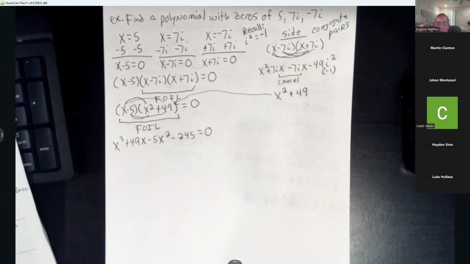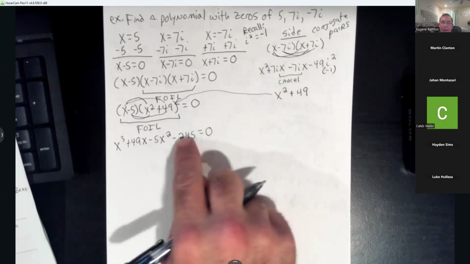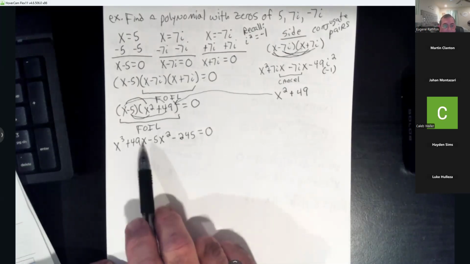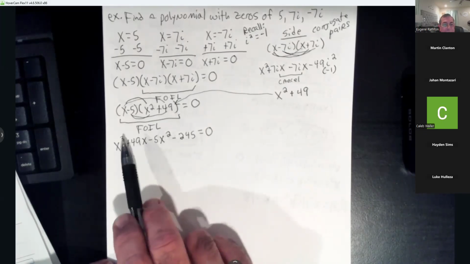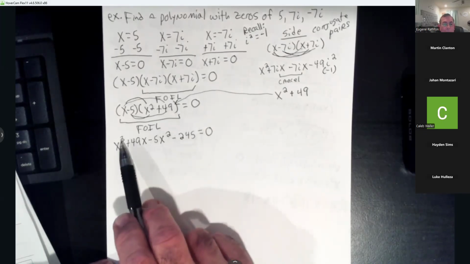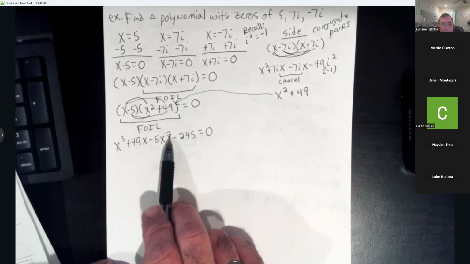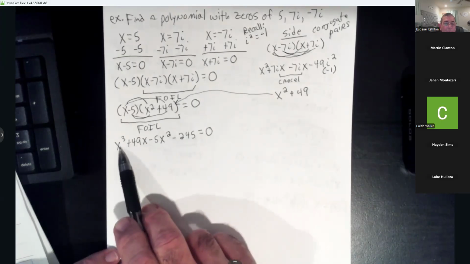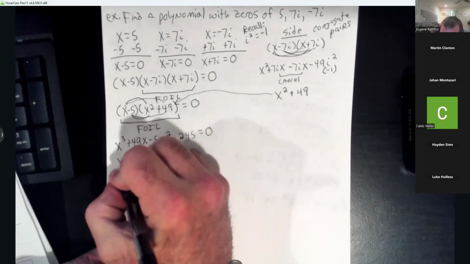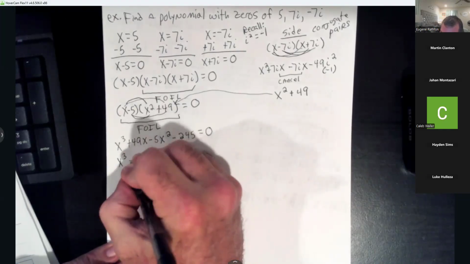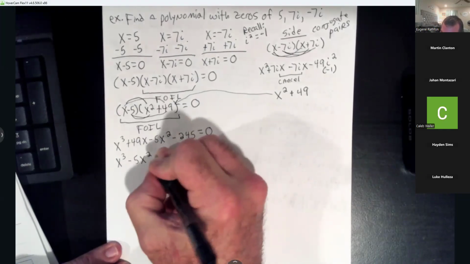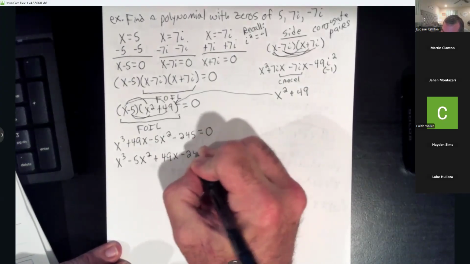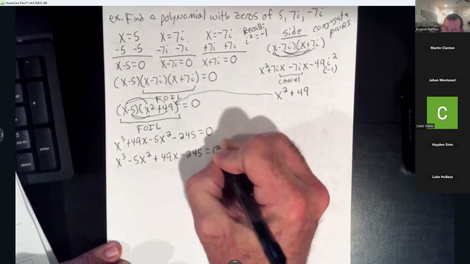So y'all, let me ask y'all, I got one more thing I really need to do to this. And that would be to put this thing in descending order from my highest exponent to the next exponent to the next exponent, then the number. So putting it in order, I get an x cubed minus the 5x squared plus the 49x minus 245 equal to 0.